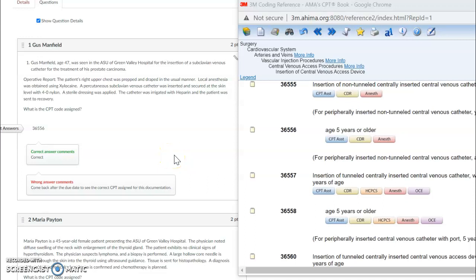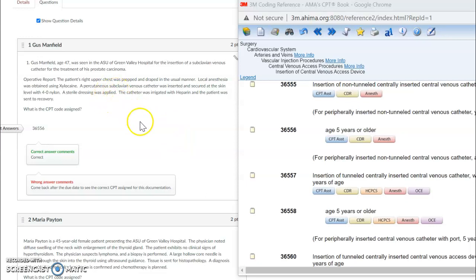Hello everyone, I am going to run through your CPT surgical assignment number 1. We're going to start with Gus. Let's just start with that he was 47. He came to the hospital for an insertion of the subclavian venous catheter, treatment of his prostate carcinoma. So with the operative report, let's check that out.